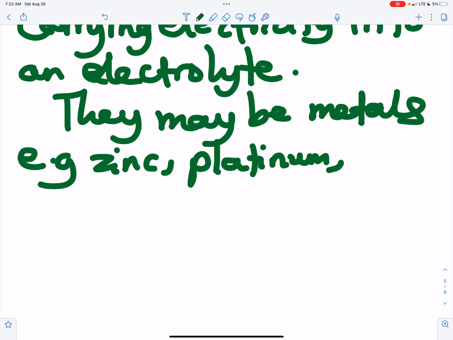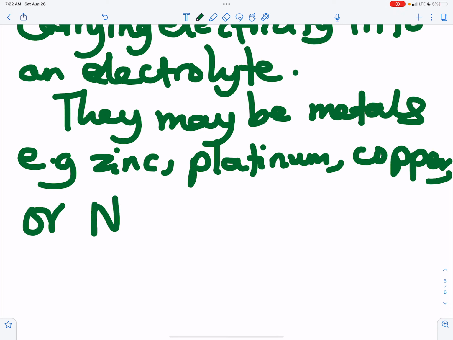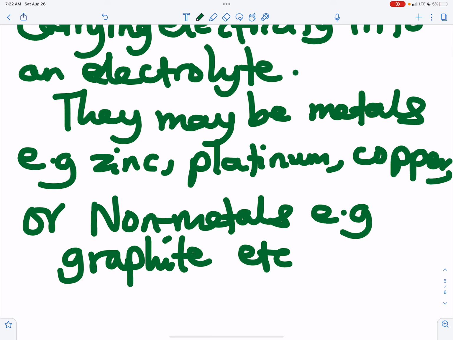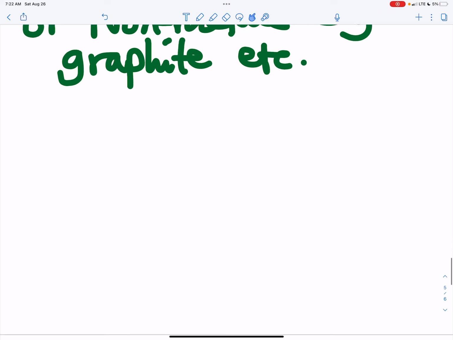Depending on the kind of electrolysis you are doing, there are many different types of electrodes we use: zinc, platinum, copper, or non-metals. The electrodes may be non-metals, e.g. carbon, graphite, etc. Some non-metals are used as electrodes too.